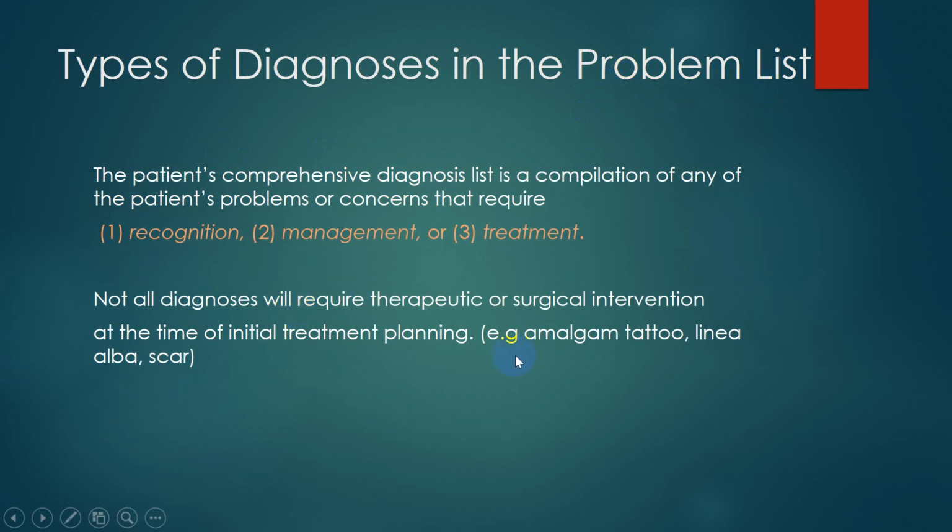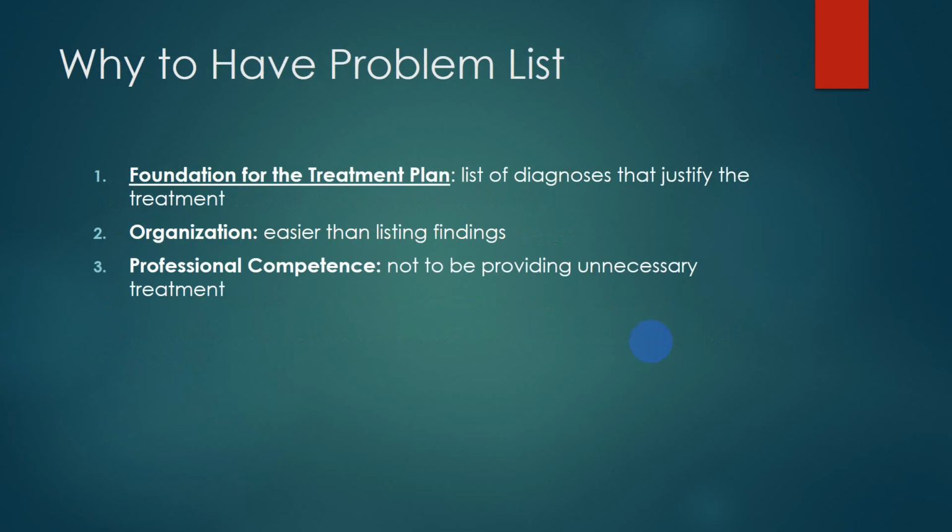For example, amalgam tattoo. Even if I identified an amalgam tattoo in the patient's mouth, am I going to treat this amalgam tattoo? Does it necessitate recognition or management or treatment? If not, then don't list it in the patient's problem list.